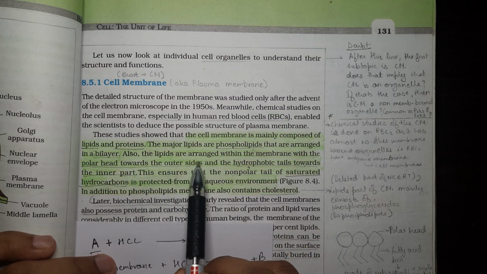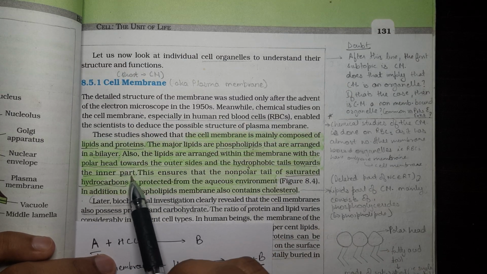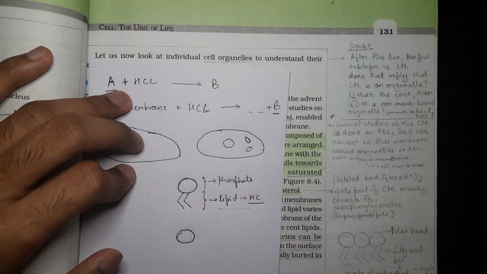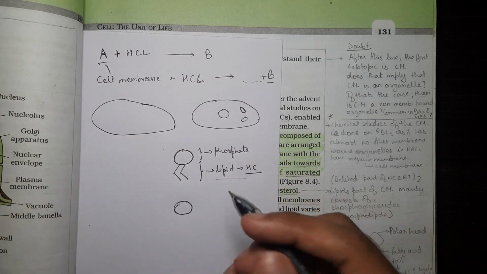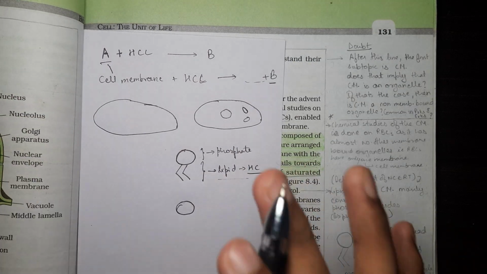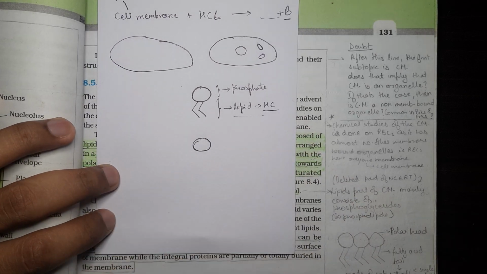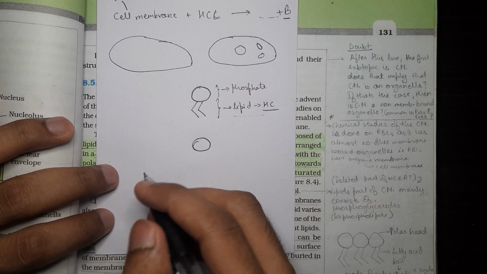So the lipids are arranged within the membrane with the polar head outwards and the hydrophobic tail towards the inner part. So the polar heads are outwards. Which is the polar head? This is the phosphate group. So first we'll have to understand what polar and non-polar compounds are. You might probably know what polar and non-polar compounds are.